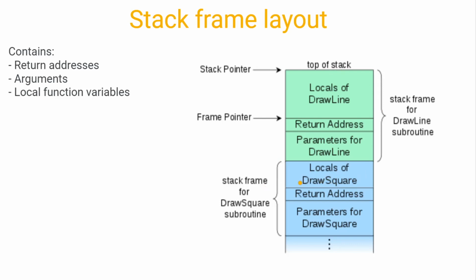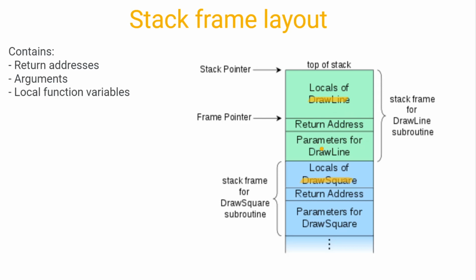So one stack frame is for a function called draw square, and the other one is for a function called draw line. And you'll notice they each have different colors to separate them from each other. So it makes sense that if we had a function that drew a square, it would call a function called draw line. So that's why this frame is on top of the other frame. So after the draw square function was called, it called the draw line function.